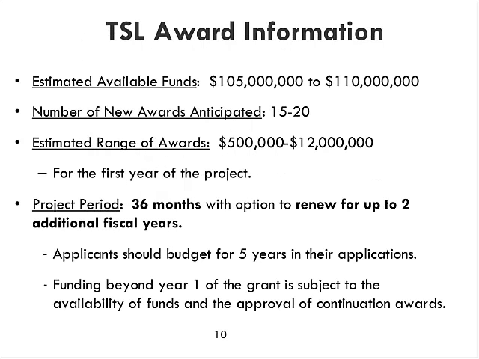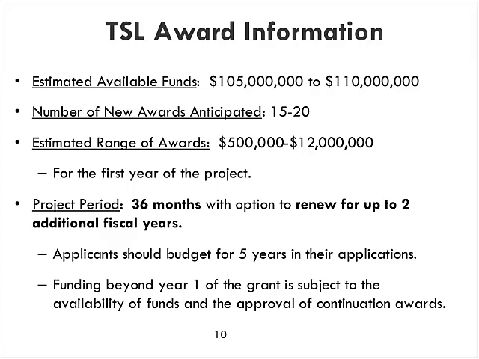All right. So let's talk a little bit about the TSL award itself. We're actually expecting somewhere in the $110 million range of available funds. We expect that we're going to probably be making about 15 to 20 awards. The estimated range, TIF is a little bit tricky because the projects can vary in scope and size. So we would expect that projects will probably be funded at a level of as little as maybe $500,000 for the first year, up to as much as $12 million in the first year. It really depends on the district, the activities, the scope, the project itself.